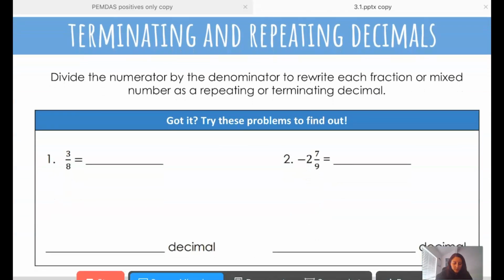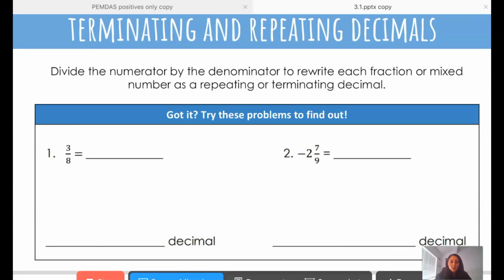All right, now I want you to try number 1 and 2 on your own. So you're going to take the fraction, that rational number, and divide the numerator by the denominator to convert it into a decimal, and then tell me if each one is a terminating or repeating decimal. In number 2, we have a mixed number, so you're just going to put the negative 2 there because you know that's going to stay the same, and then you'll do your 7 divided by 9 and add that on after you get that. All right, pause the video, try, and then when you're ready to check your answers, you'll hit continue.